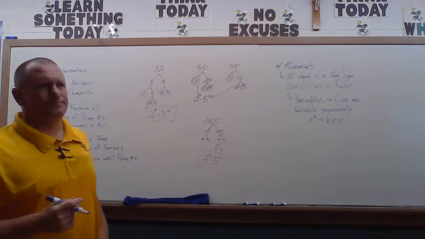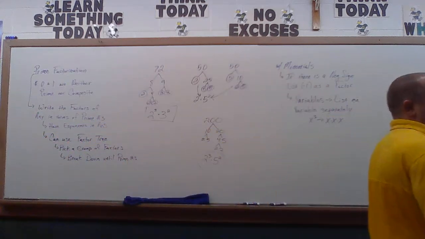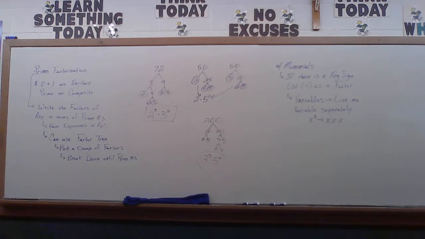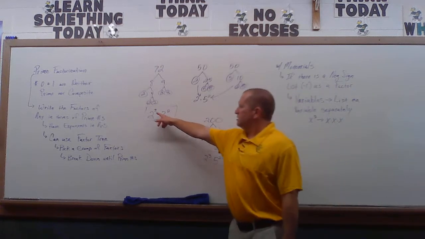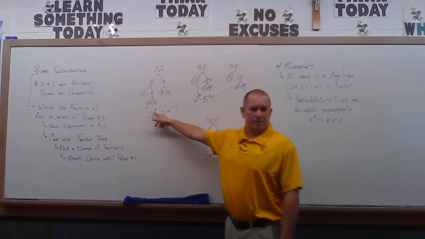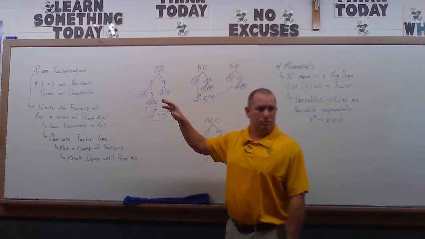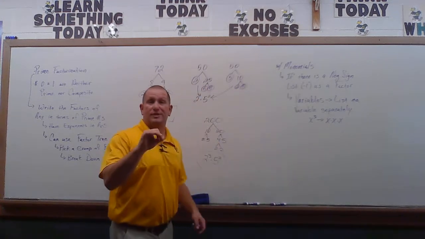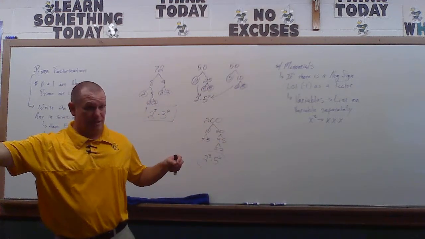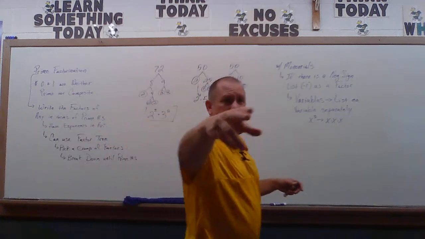Okay. Now, realistically, they tell you that they don't want you to use exponents in this, even with your numbers. But I'm okay with it if you use exponents in your numbers. Instead of writing out 2 times 2 times 2, you can write 2 cubed. But if it's a variable, you got to write them all out. So if there's multiple variables, you have to do that.